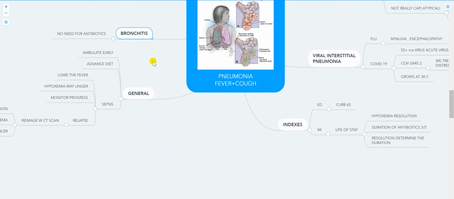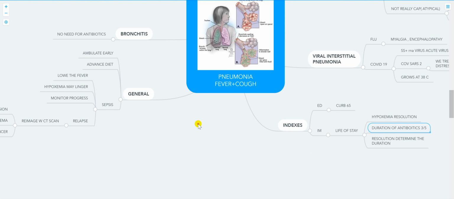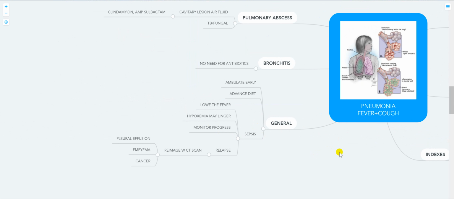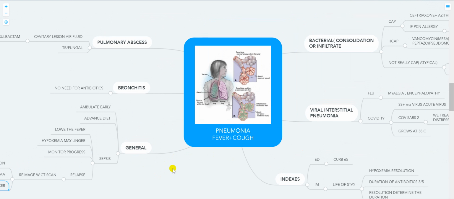Bronchitis, no treatment. For indexes, in the emergency department they use CURB-65, and the internal medicine doctors just want to know the length of stay, look at the resolution rate, and for how long to give antibiotics. In general, you ambulate them early, give them food, and if there's sepsis, you lower the fever, monitor the hypoxemia, and see their progress. If there's a relapse, you do a CT scan to look for pleural effusion, empyema and cancer. And that is the management of pneumonia.